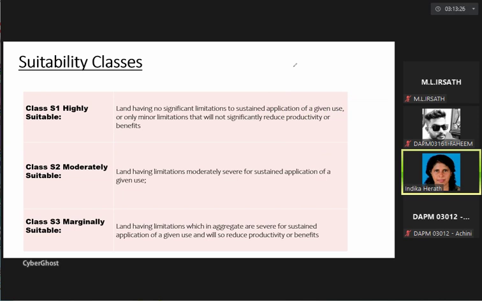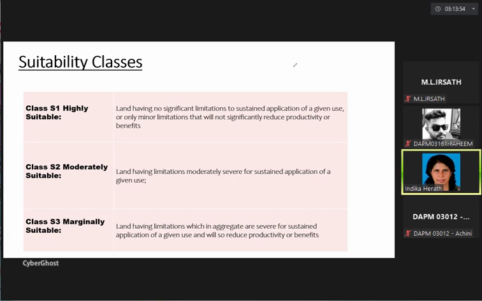So there is a list of suitability classes. I have listed here the typical one, the generally used classification. Class 1, highly suitable. Class 2, moderately suitable. Class 3, marginally suitable. Highly suitable means there is no limitation, so you can grow that particular crop without any disturbance.